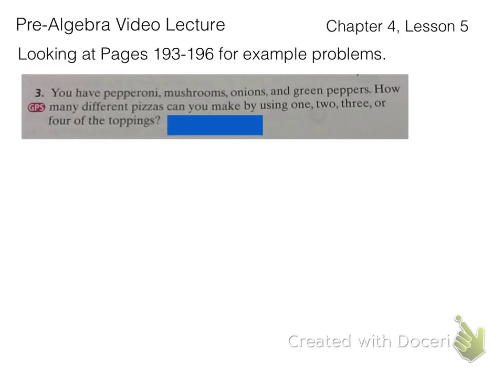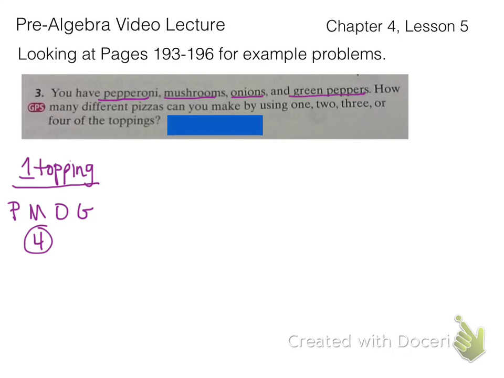Okay. So you have pepperoni, mushrooms, onions, and green peppers. How many different pizzas can you make by using 1, 2, 3, or 4 toppings? So if you're only using 1 topping, obviously you're going to have a pepperoni pizza, a mushroom pizza, an onion pizza, and a green pepper pizza. There's 4 different pizzas, right?